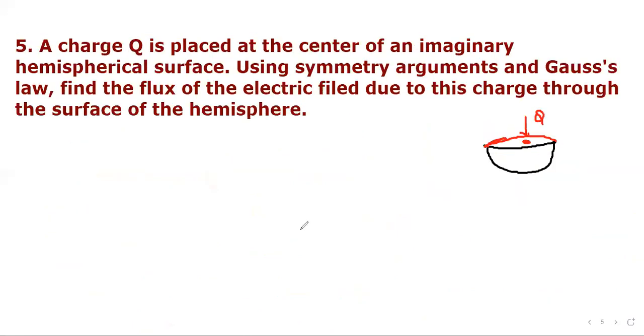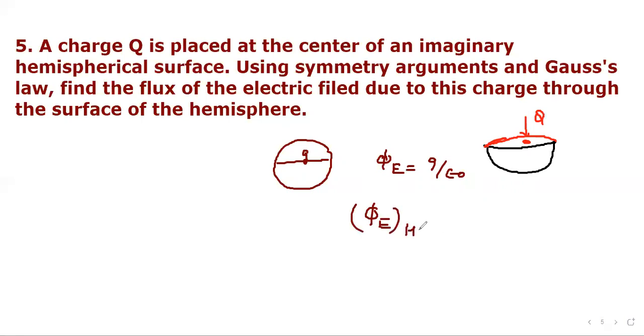Now let's see the next question. A charge q is placed at the center of an imaginary hemispherical surface. Using symmetry arguments and Gauss's law, find the flux of the electric field due to this charge through the surface of the hemisphere. If we imagine a complete sphere and the charge is enclosed in between, then the total flux phi e would be q upon epsilon naught. Here it is a hemisphere, so the flux through the hemisphere will be just half, 1 by 2 q upon epsilon naught.